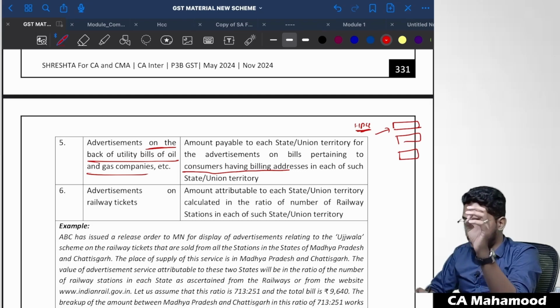Able to understand? Number of customers having a billing address in each state. In each state, how many customer addresses are there? On the basis of the number of customers, you have to divide the value.